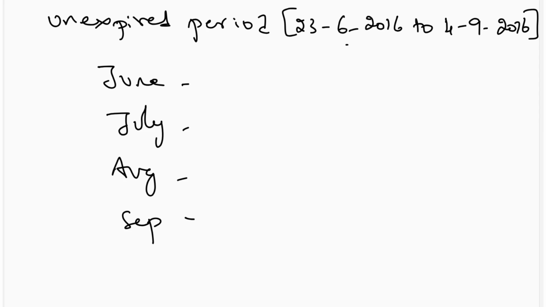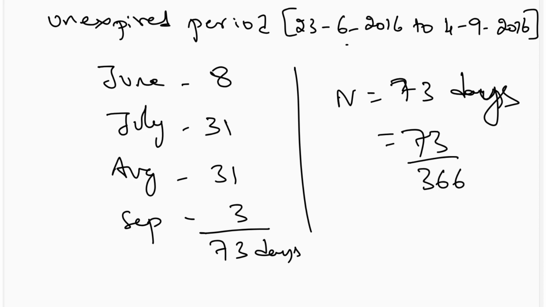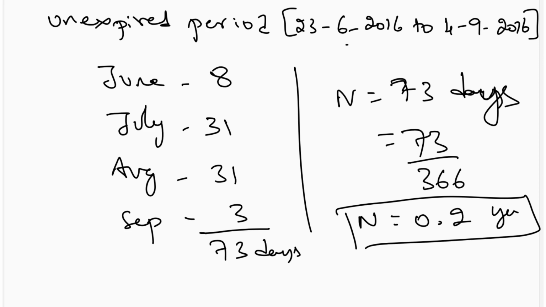So 23/6/2016. In this particular date 23, how many days will it be? In June it will be 8 days because from 23 to 30. Then July and August have 31 days, and September 4th, but 4th will not be included, so it will be 73 days. So N becomes 73 days. You already know, 73 divided by 366 you will do, so you will get 0.199 something. We'll round it off to 0.2.